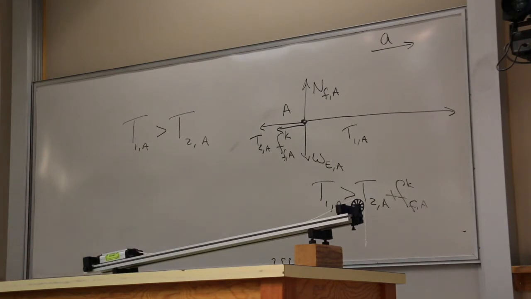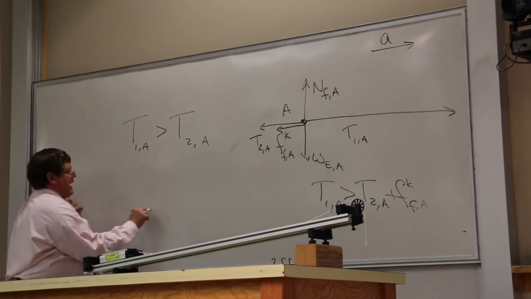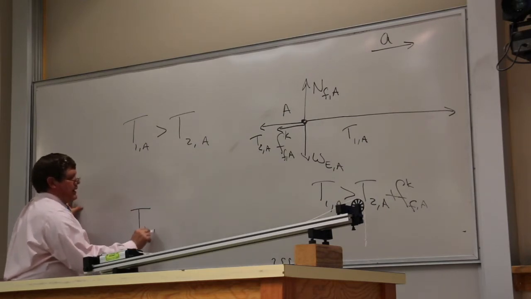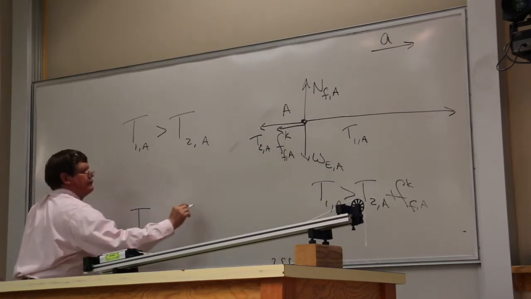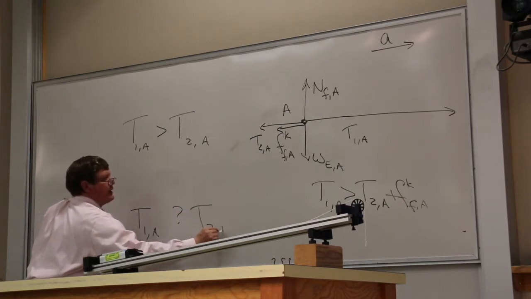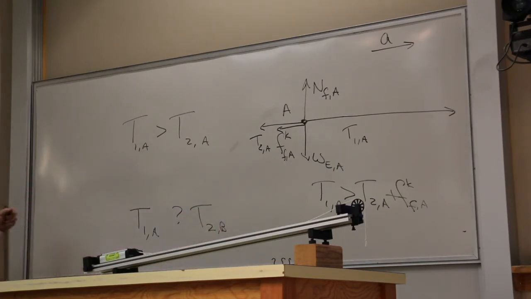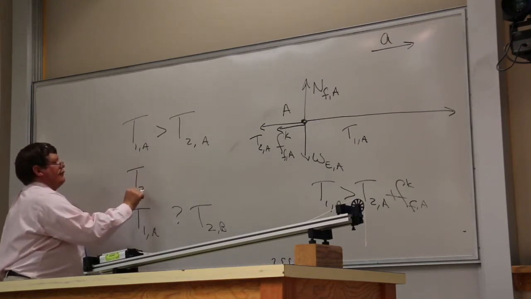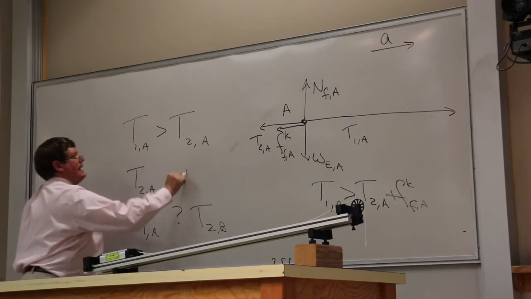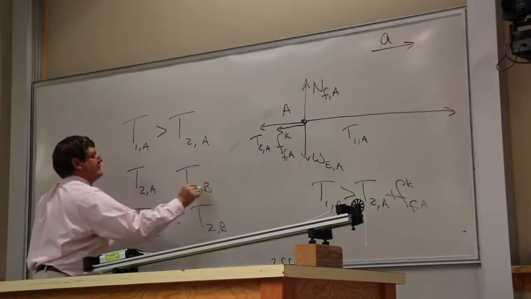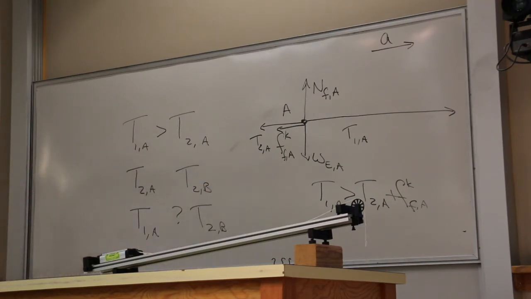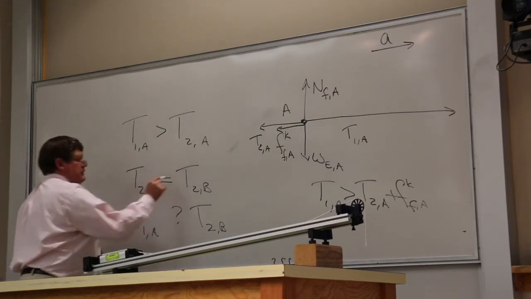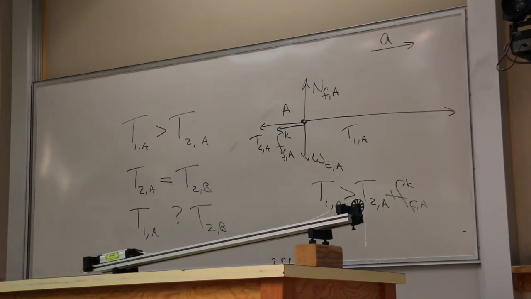Well, folks, that's not what was asked. What was asked is, how do I compare the tension by 1 on A to the tension by 2 on B? Well, if I want to do that, I have to know how these two forces compare, 2 on A and 2 on B. How do those compare? Equal. They have to be equal. By what law?